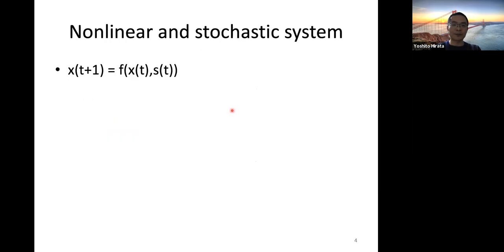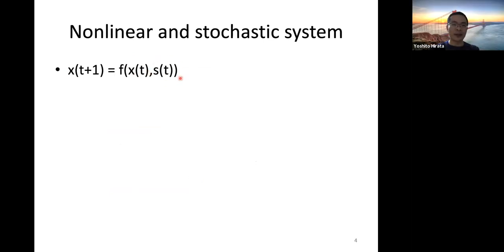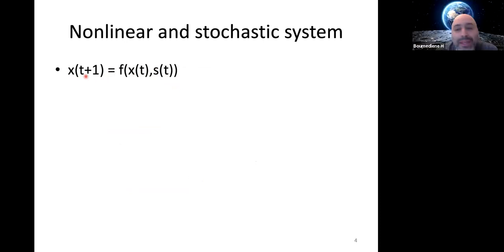The assumption on the noise is constrained by this formula. If we fix x of t, the noisy component and the future state become one-to-one. So anything else is noise. So for you, noise is just anything, and we're not putting any mathematical assumptions on the noise, right?